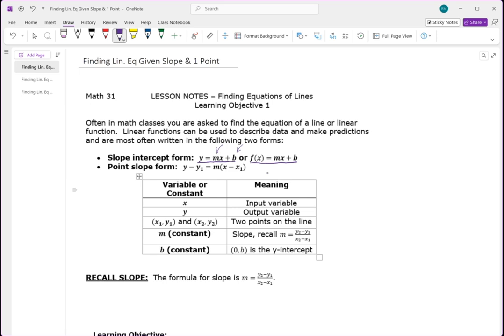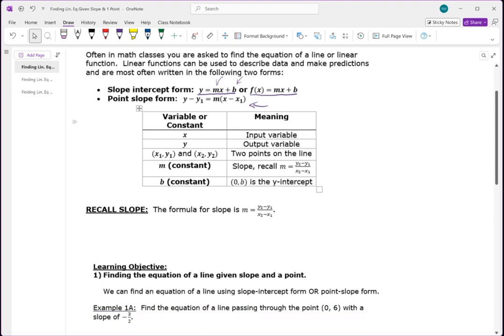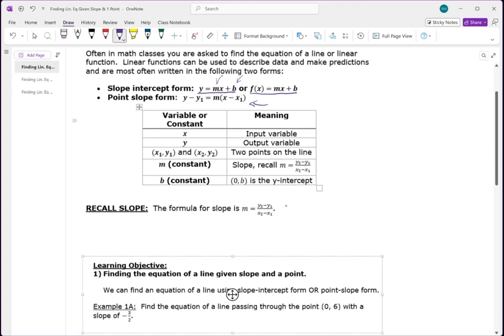You'll also see sometimes point-slope form used, where we can just plug in a point and the slope to find the equation. I'm going to go ahead and utilize both of those to begin with so you can see how to use them, and then you can choose on your own which one you want to use. You also need to recall the formula for slope. This here is the formula for slope. It's rise over run. But basically you subtract the y values, that is your numerator, and then over your denominator, which is the difference between the x values.